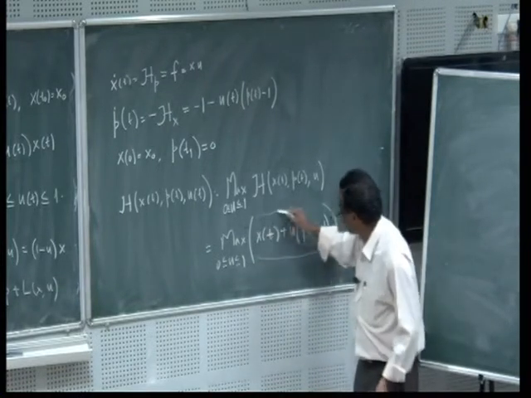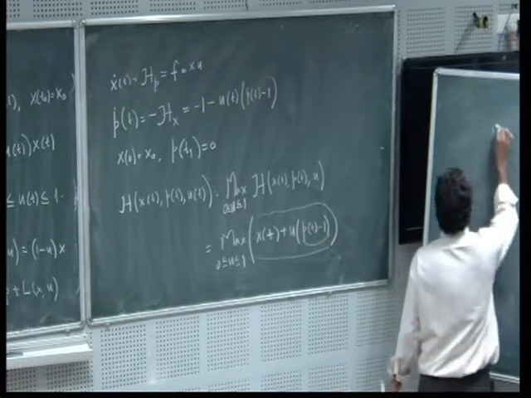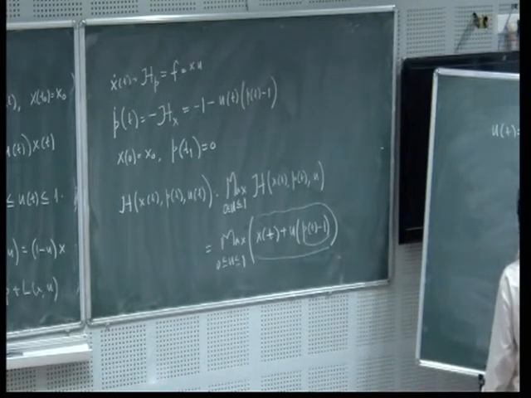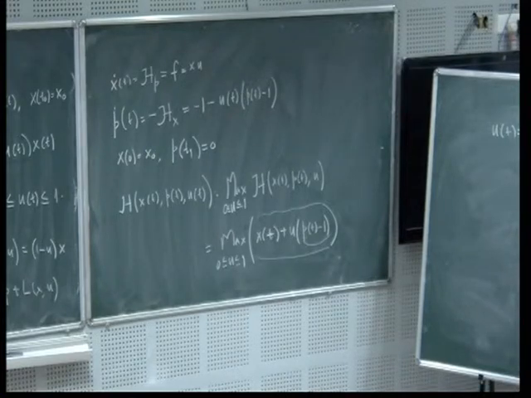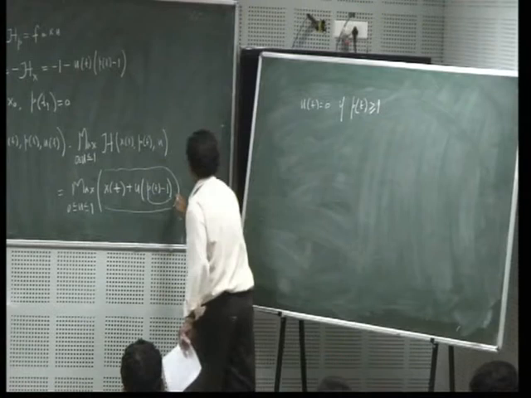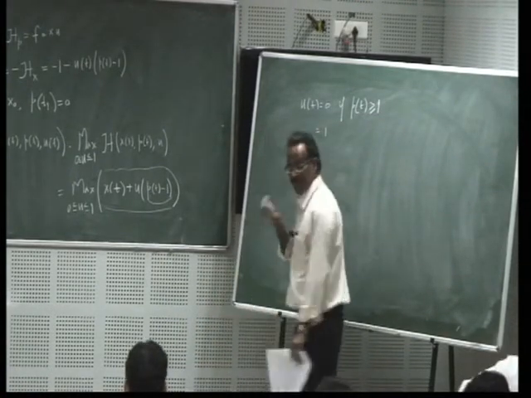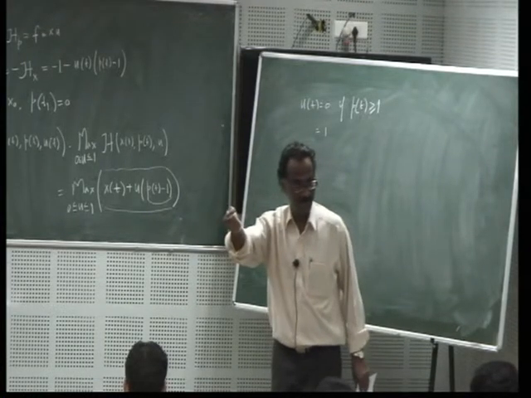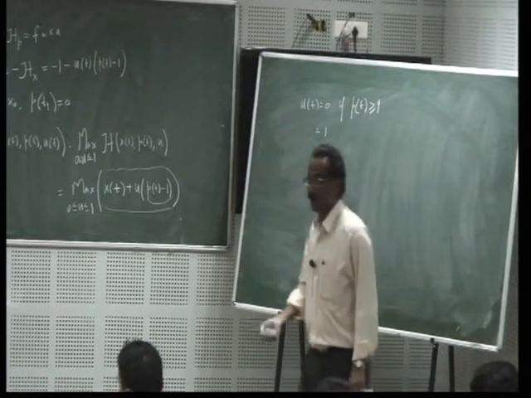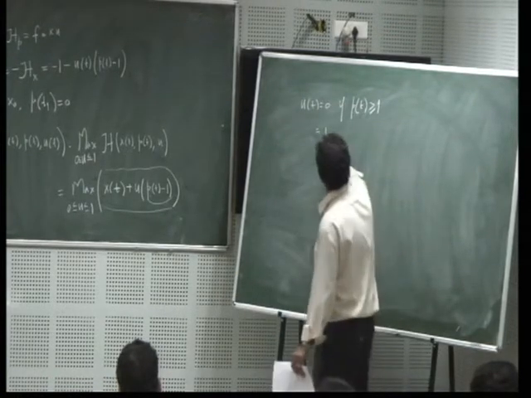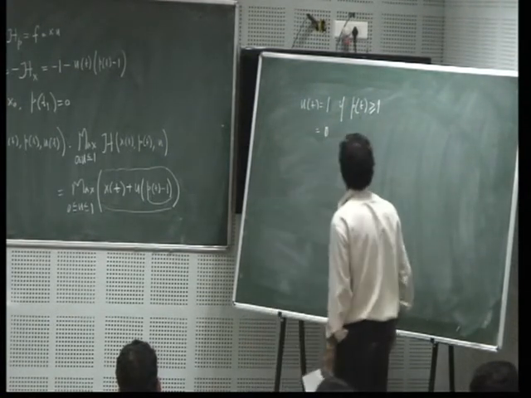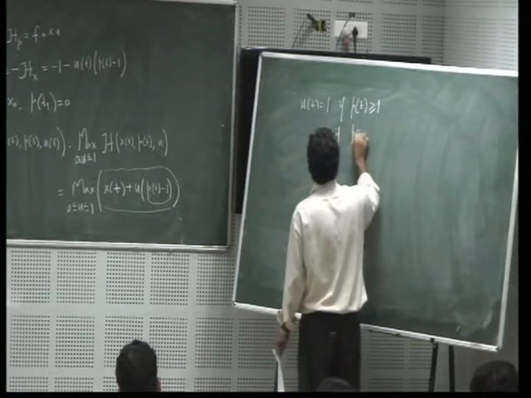So if you want to maximize this, you have u(t) equal to 0 if p(t) minus 1 is positive, that is, p(t) is greater than or equal to 1. And u(t) equal to 1 otherwise, if p(t) is less than or equal to 1. You see, it's exactly like a bang-bang control.